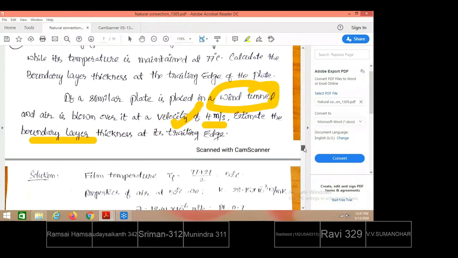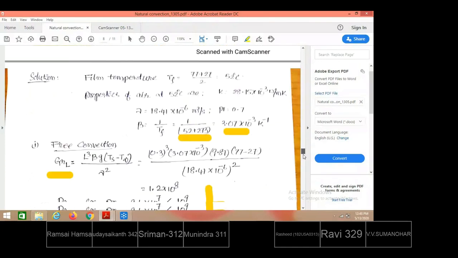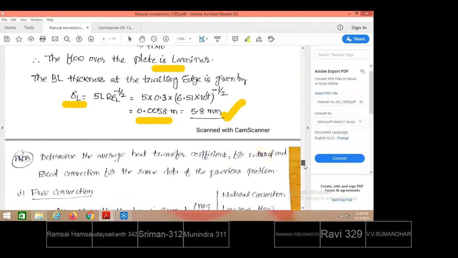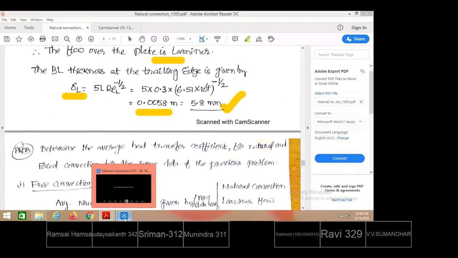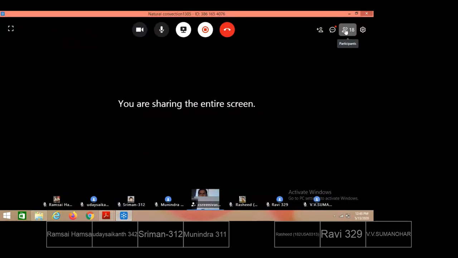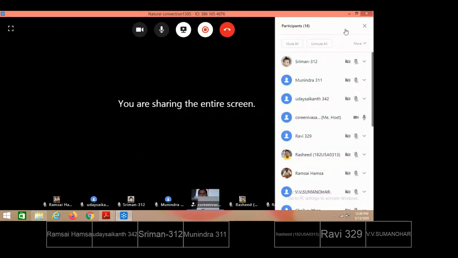Hope you have understood. The rest of the problems on natural convection will be covered in continuation. Hope you have realized the importance of keeping the data book with you. Hope you will get the data book and keep it while solving problems on natural convection or forced convection. You can purchase the data book. Using the data book only, you can solve the problems on natural convection or forced convection.